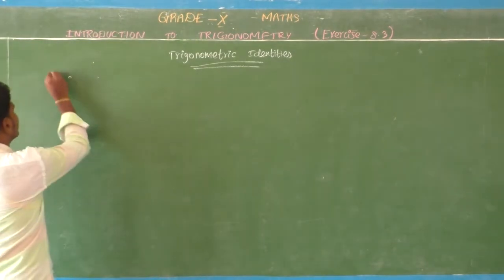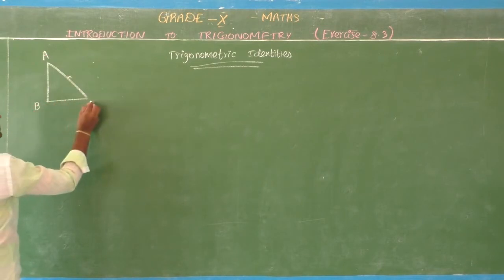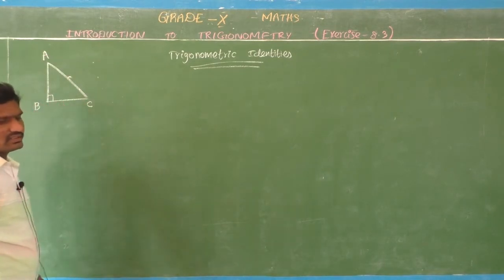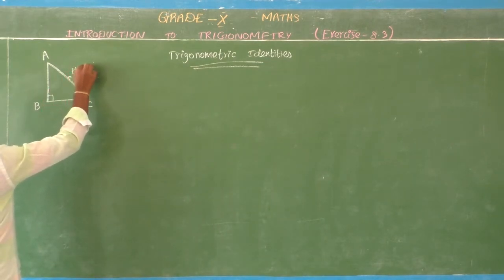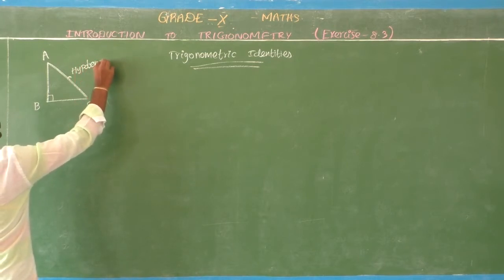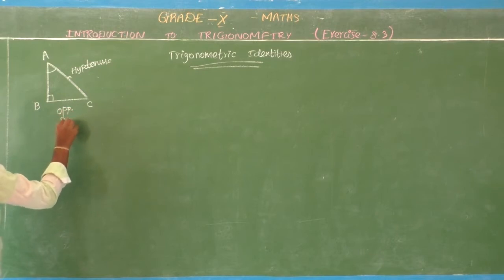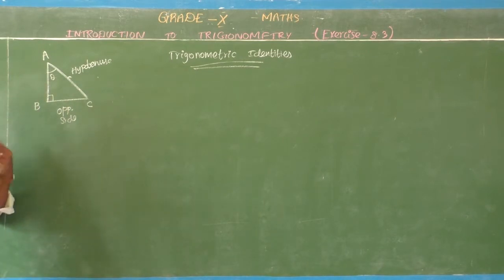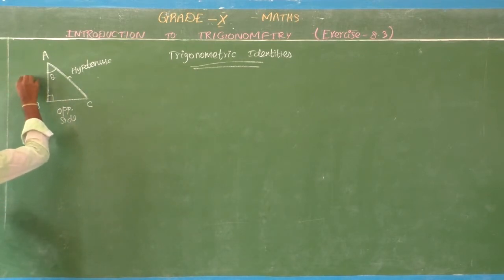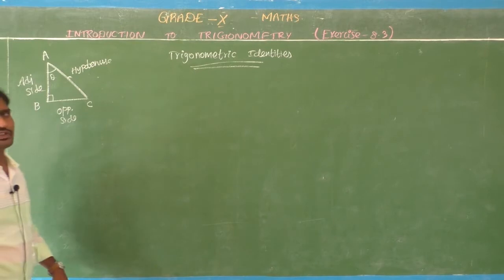we should take one right angled triangle ABC. Here is the right angle. Now see, the side opposite to the right angle is called the hypotenuse. Whenever you take the angle A, this is the opposite side. Suppose you take theta as C, then the opposite side will change, and the side adjacent to that angle is called the adjacent side. So these are the three sides, students.